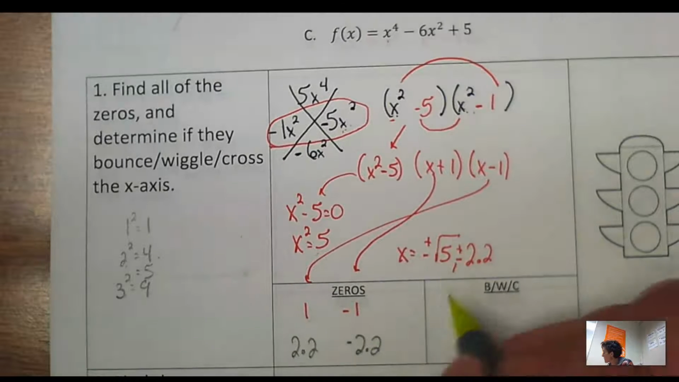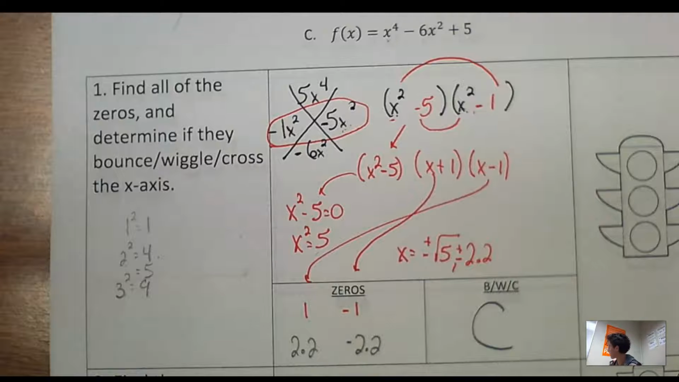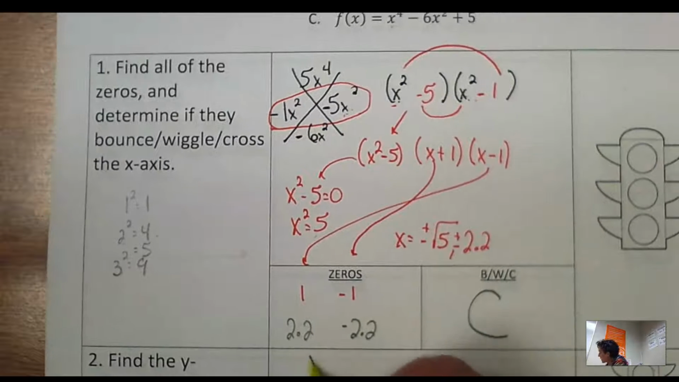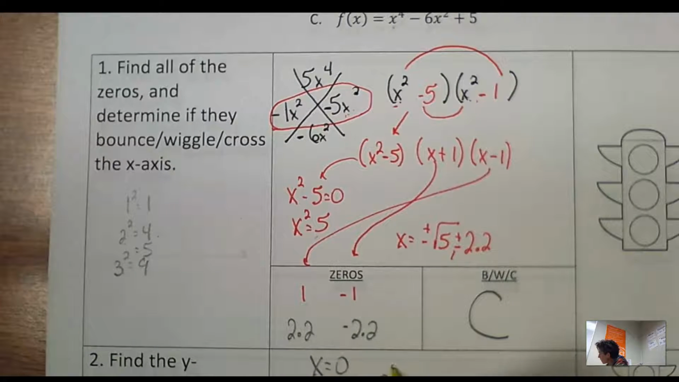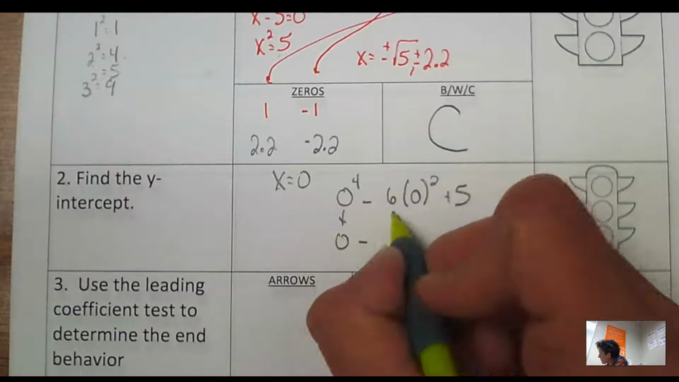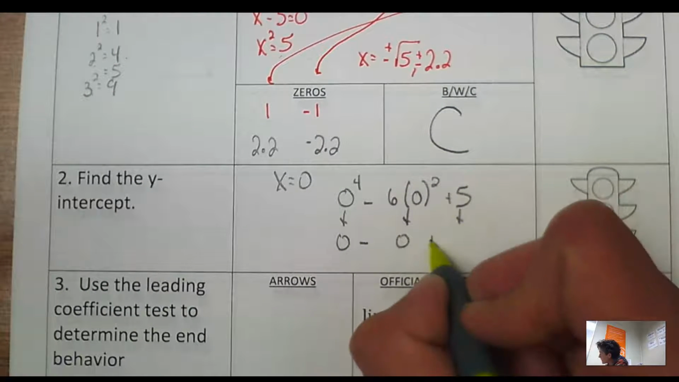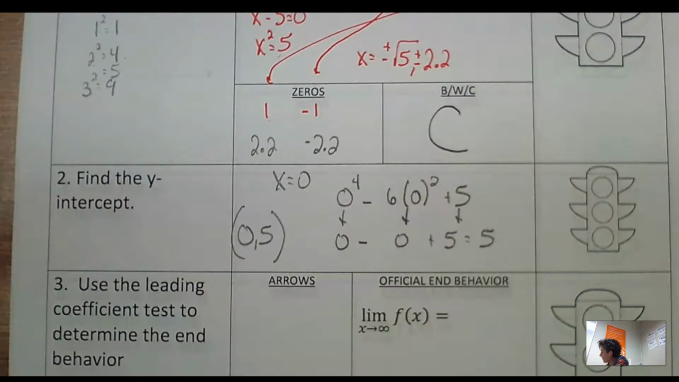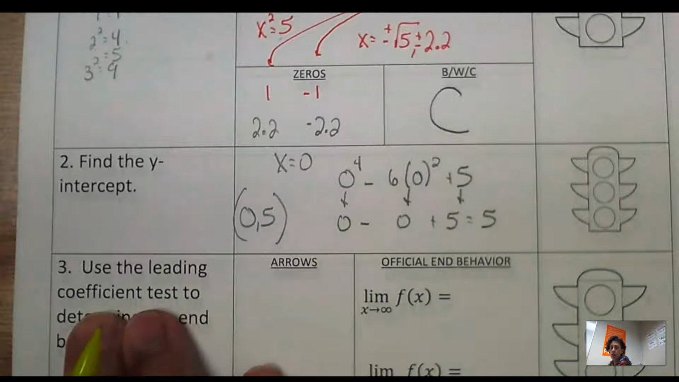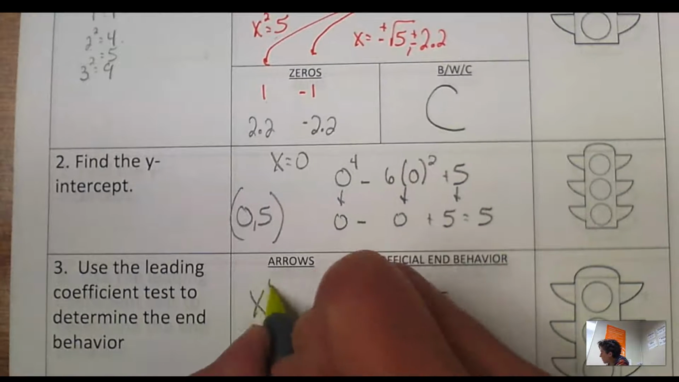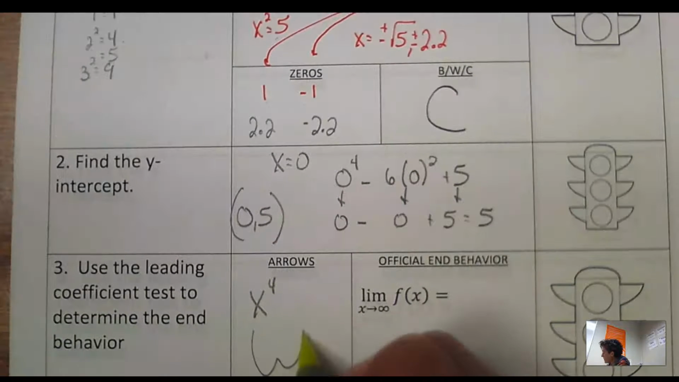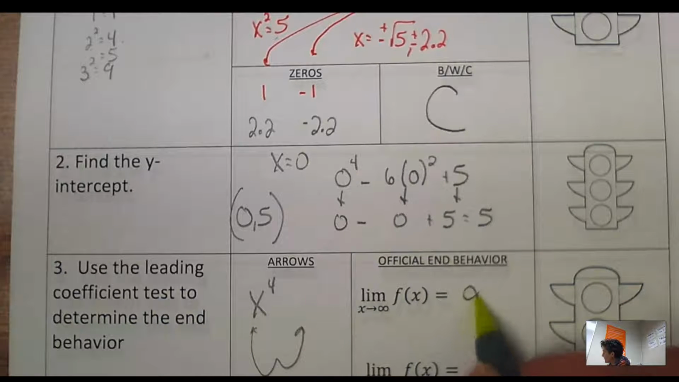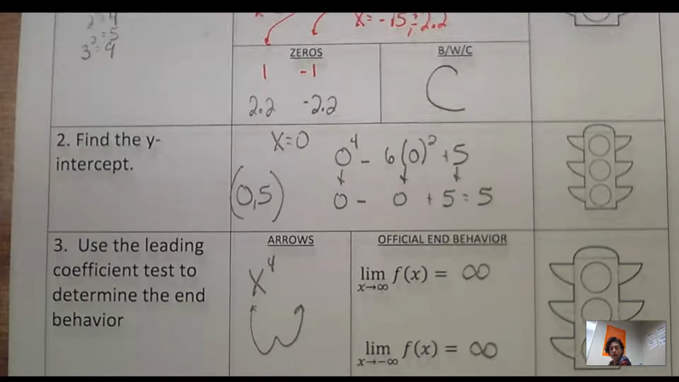These all show up once, so they are all going to cross, just one big C. My y-intercept, again, is when x is 0, and if I just put 0 to the 4th power minus 6 times 0 to the 2nd power plus 5, you can see that. Well, that's 0 minus 0 plus 5, I get 5. So my y-intercept is 5. It says leading coefficient. It should say leading term, which is x to the 4th. So it's a U and it's not flipped. So it's rising on the right and rising on the left.